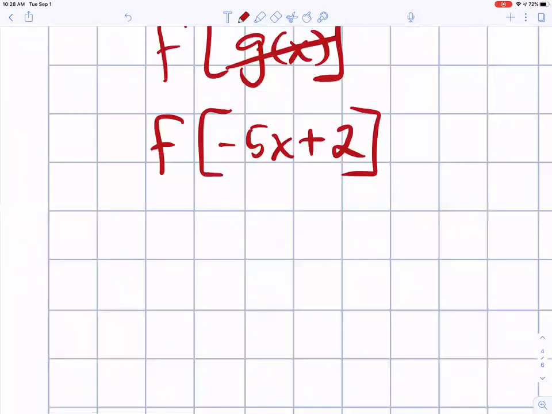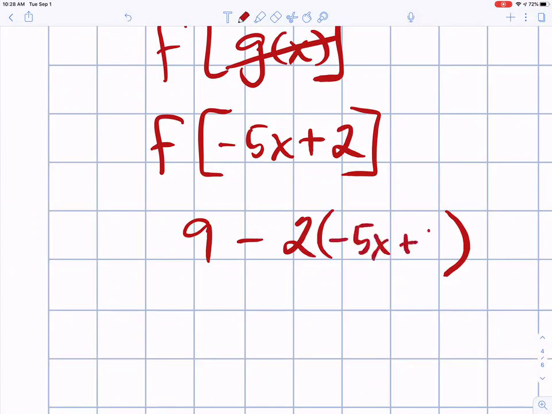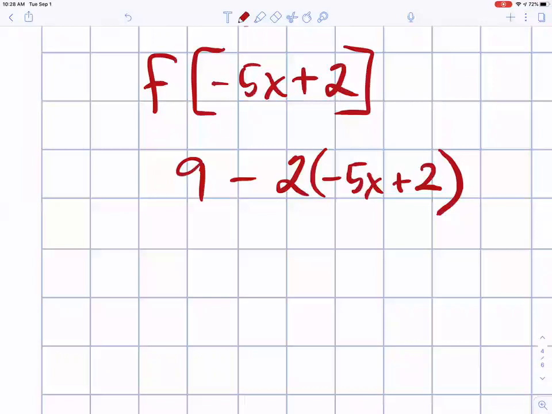Well, this one is f of something ugly. So it's 9 minus 2 ugly. What's ugly? The negative 5x plus 2. All right, clean it up.